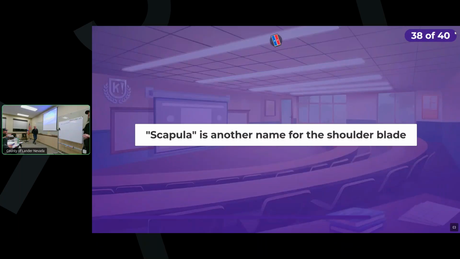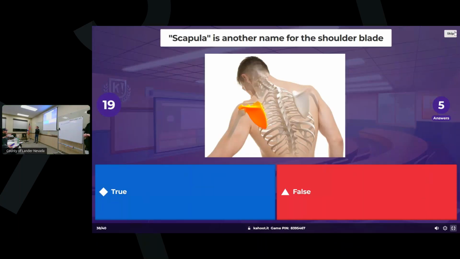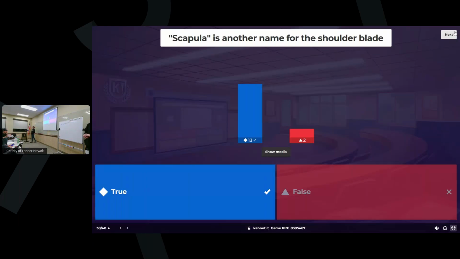Scapula is another name for the shoulder blade. True or false? Good job. Scapula, shoulder blade. Patella. My daughter, she's little, they don't have kneecaps till they're like 3, and she loves patella. That's how I remember it.